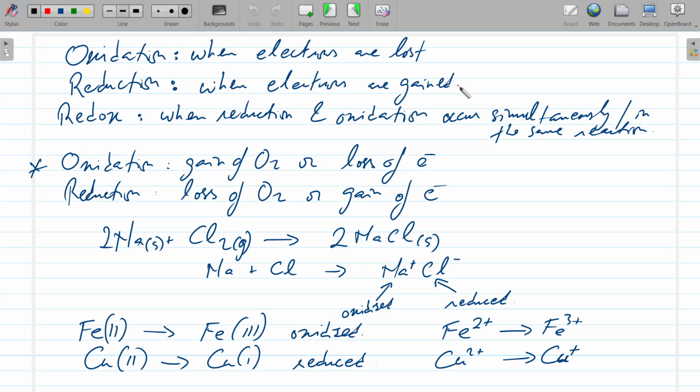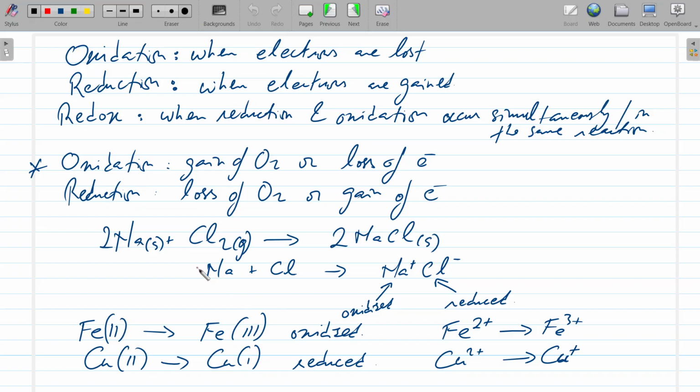So the terms oxidation and reduction are used in different ways in different scenarios. The gain of oxygen is oxidation, the loss of oxygen is reduction, the loss of electrons is oxidation, the gain of electrons is reduction. And a third scenario where the terms are used: redox is when reduction and oxidation occur simultaneously. So that is for both of those that we studied so far.